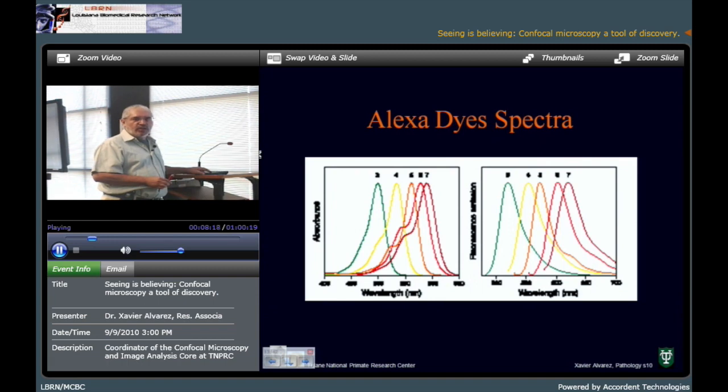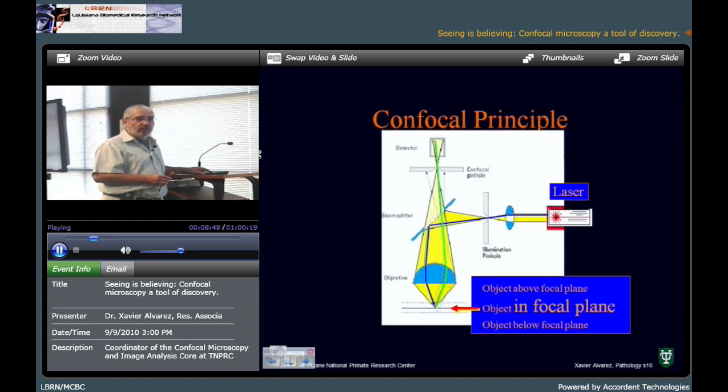The Alexas are considered about the fourth generation of fluorochromes. FITC and TRITC are the first ones, and they are very good. And if you don't have any other, that's okay, you use them. But normally, when you want to do more, you need to use Alexas or other modern fluorochromes, like Q dots, which are nanocrystals and have better defined spectra. That's the reason that we use them.